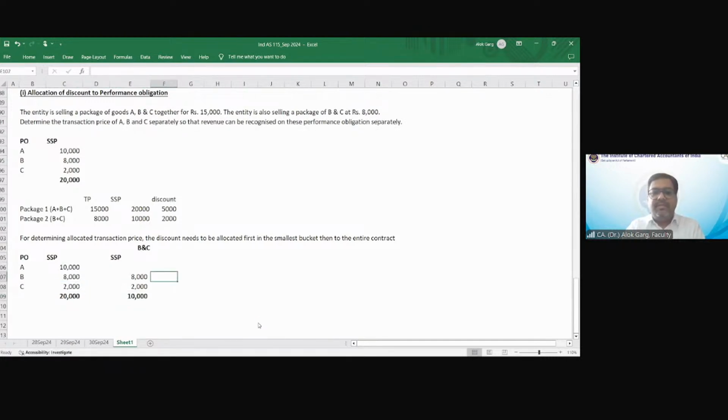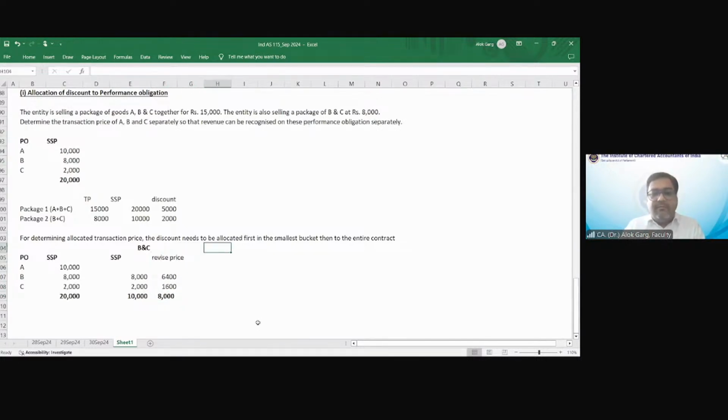This is for B and C. What is the revised price? What is the revised price for B and C? 8,000 multiplied by 8,000 divided by 10,000. 8,000 multiplied by 2,000 divided by 10,000. So it comes out at 8,000. So first we have come to the revised price.